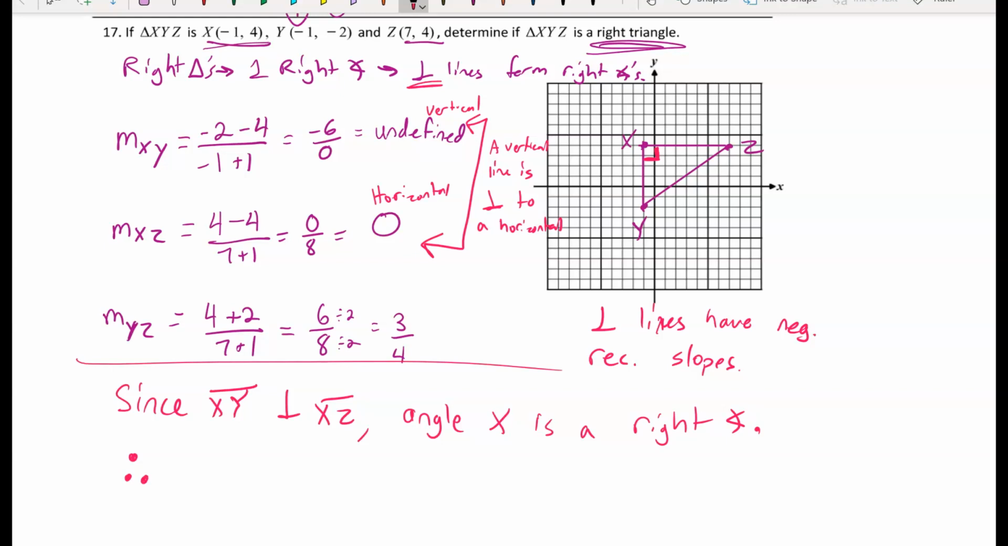Therefore, that's what that 3 dots means. That just means, therefore, triangle XYZ is a right triangle. Right, because we were able to show that we have one right angle at X because I have two perpendicular sides as justified by my slope. Therefore, the triangle I have is in fact a right triangle.